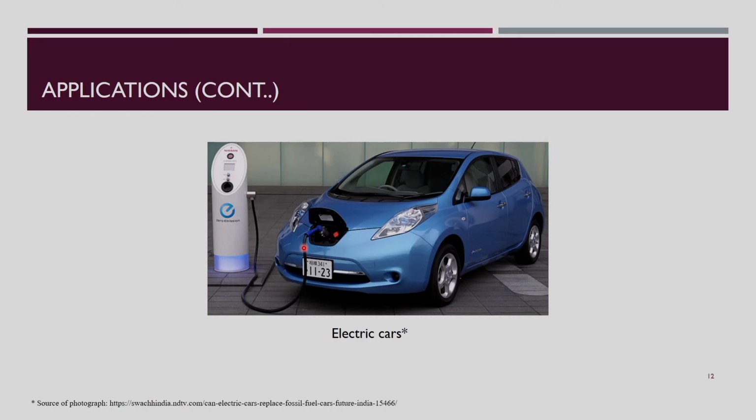And for fast charging, you need very high levels of currents. So, accordingly the power electronic converters, the way they have to be designed, or the circuits that you choose have to be such that they can supply those levels of currents and match the voltage requirements. So, electric cars is also one of the very big applications of power electronics.